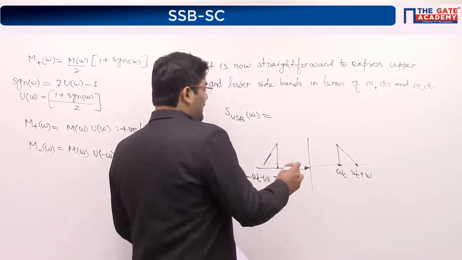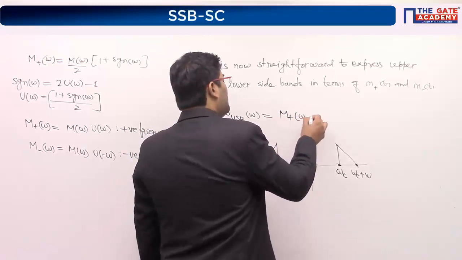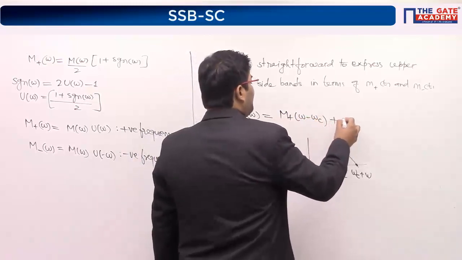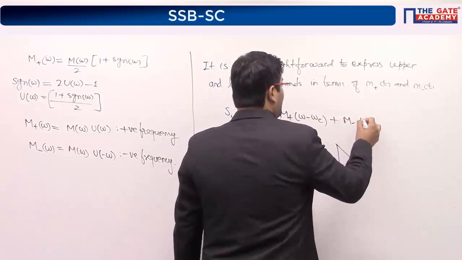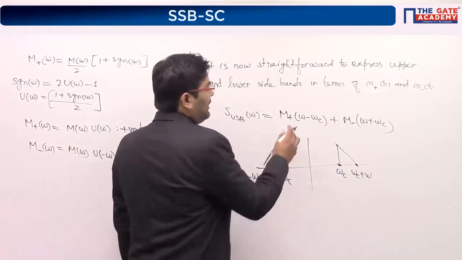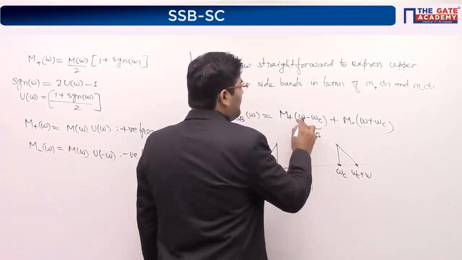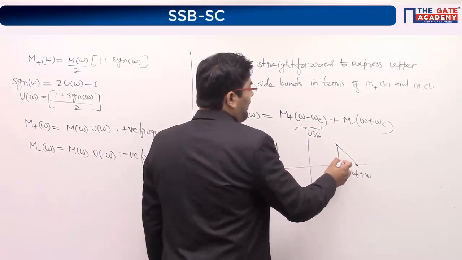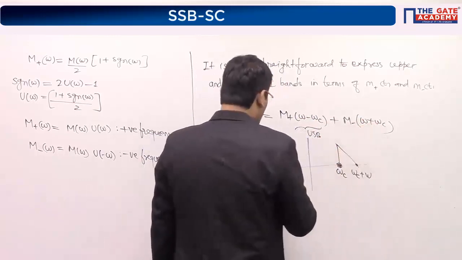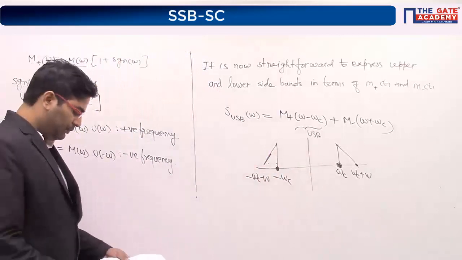So you can write the upper sideband as M plus (omega minus omega C) plus M minus (omega plus omega C). The moment you see this, you can clearly understand that this will give you the upper sideband. Why? Because at omega equal to omega C this point will come, and it will also give you omega equal to minus omega C. Okay, clear?